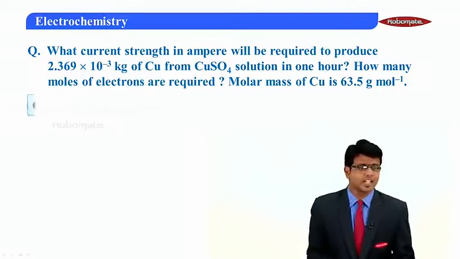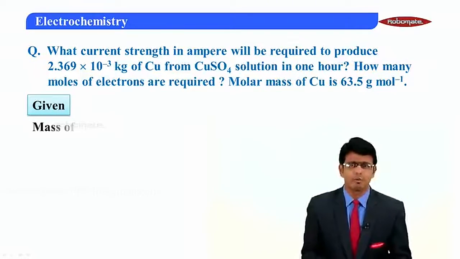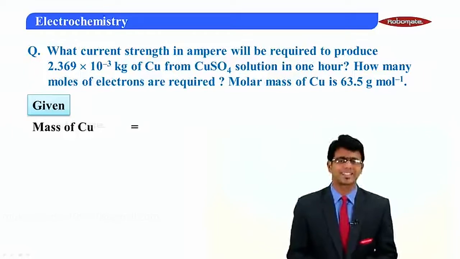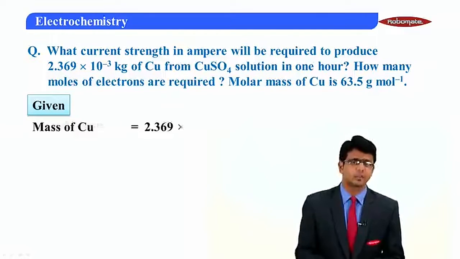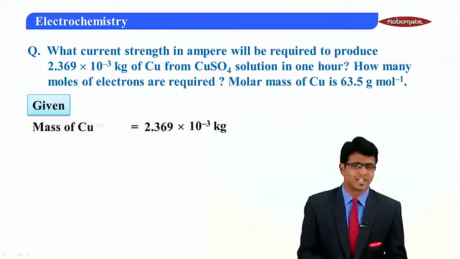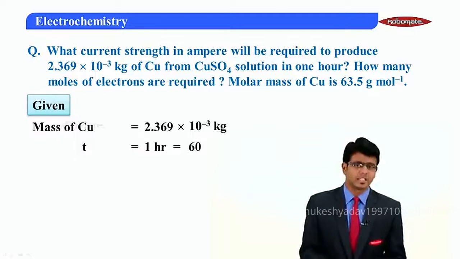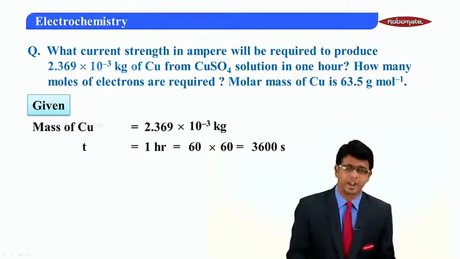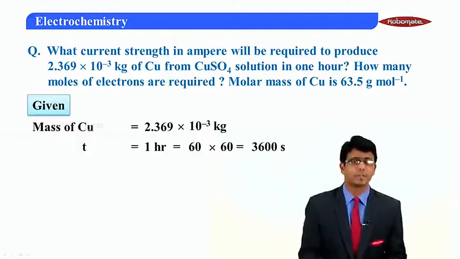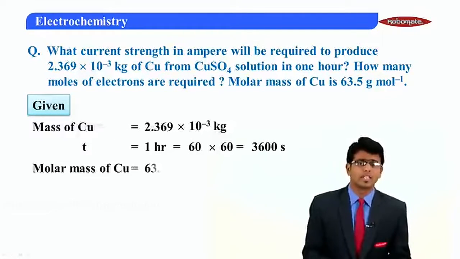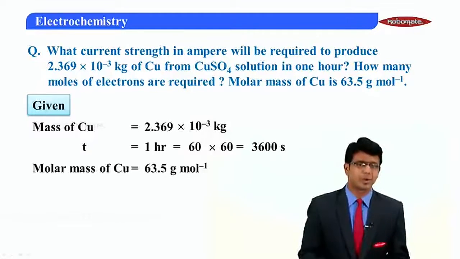So let us quickly write the data which has been given to us. We have been given the mass of copper as 2.369 × 10^-3 kg, isn't it? Time which is given to us is 1 hour, which we need to convert into seconds. That is 60 minutes multiplied by 60 seconds, which gives us the answer as 3600 seconds. Molar mass of copper is given as 63.5 grams per mole.